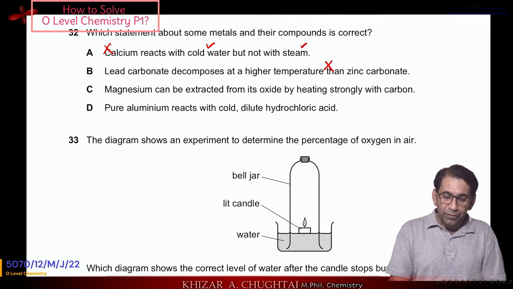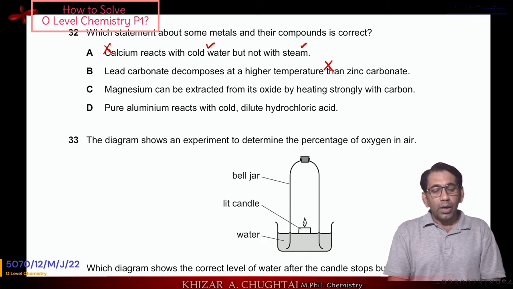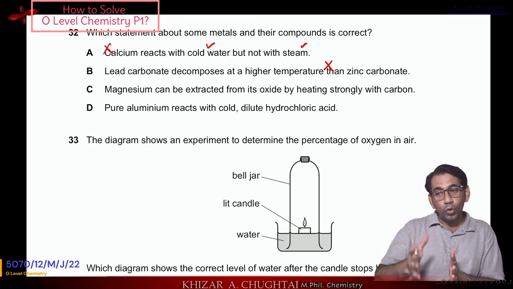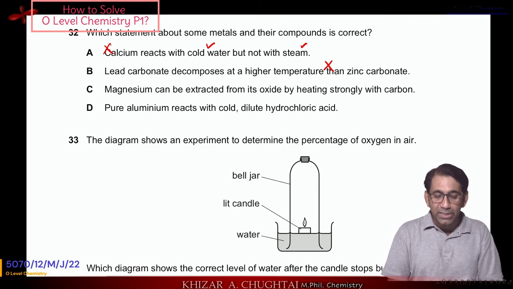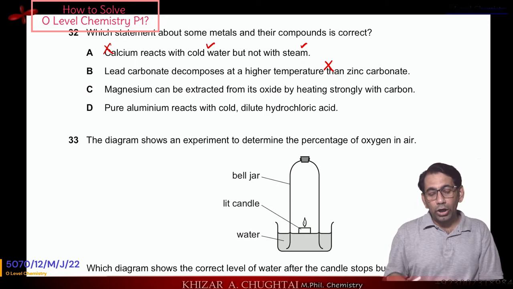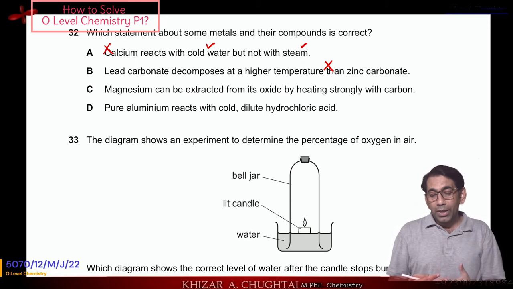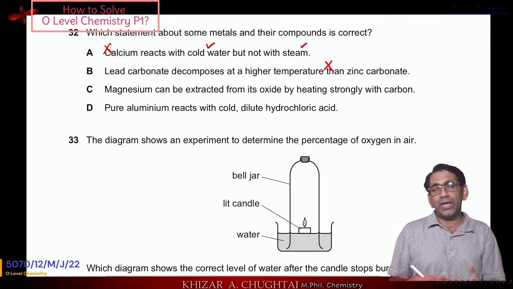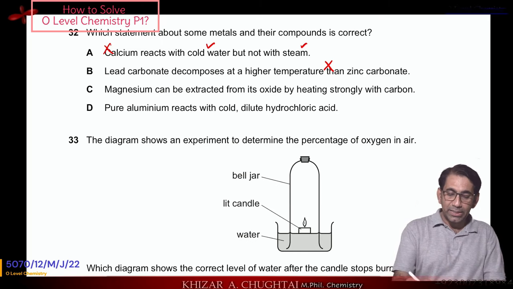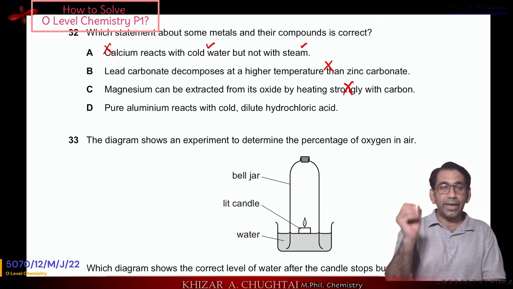Magnesium can be extracted from its oxide by heating strongly with carbon. No. Carbon can only be used to extract metals that are lower than carbon in the activity series, but magnesium is more active than the carbon, so it cannot be reduced with the help of carbon. Magnesium is extracted by electrolysis. Again, C is the incorrect option.